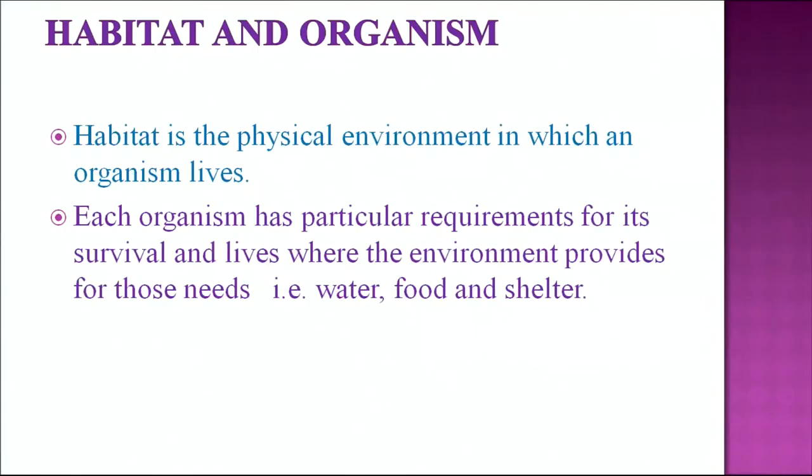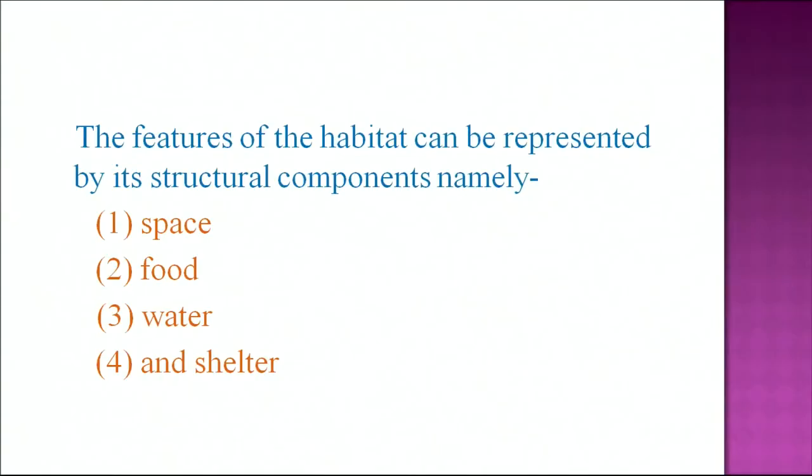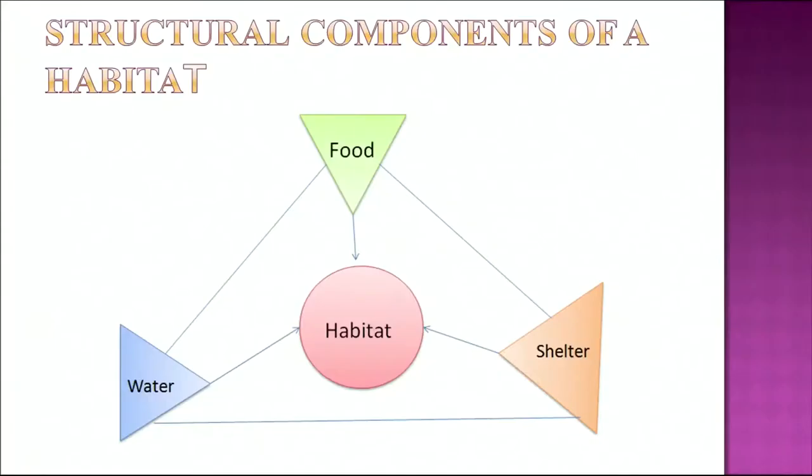Habitat is the physical environment in which an organism lives. Each organism has particular requirements for its survival and lives where the environment provides for those needs, that is water, food, and shelter. The features of the habitat can be represented by its structural components, namely space, food, water, and shelter. This slide shows the interrelationship.